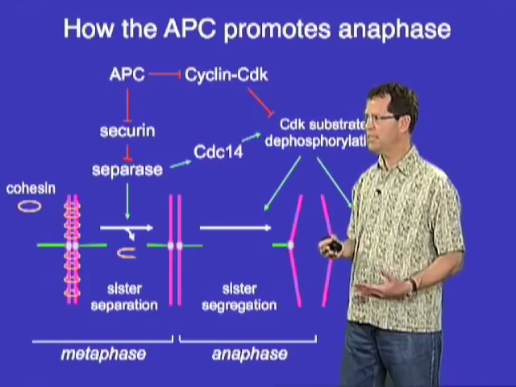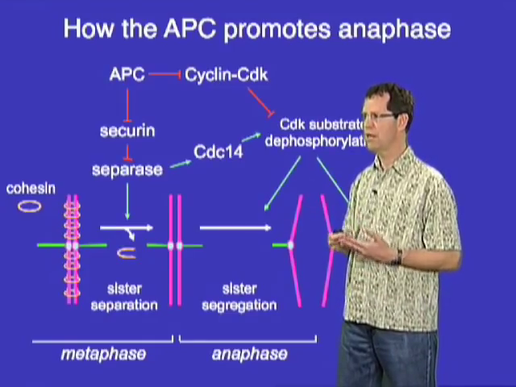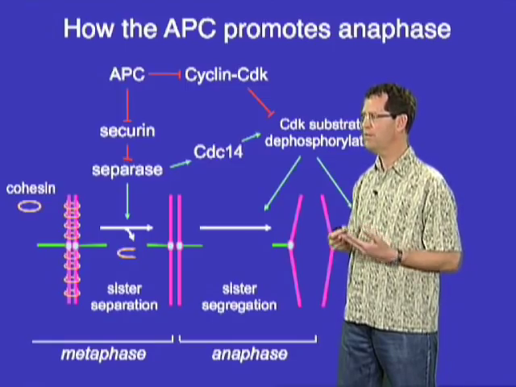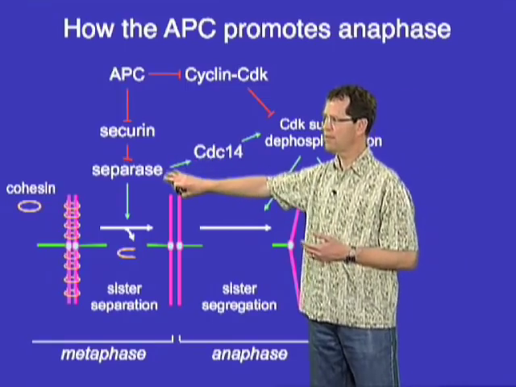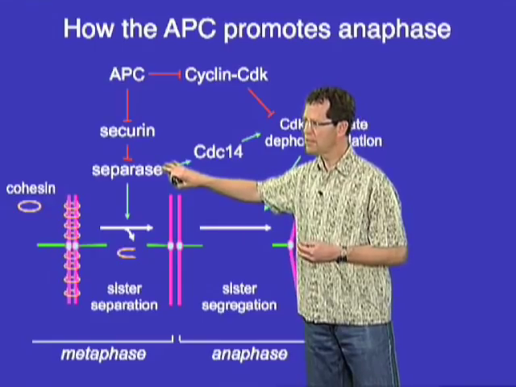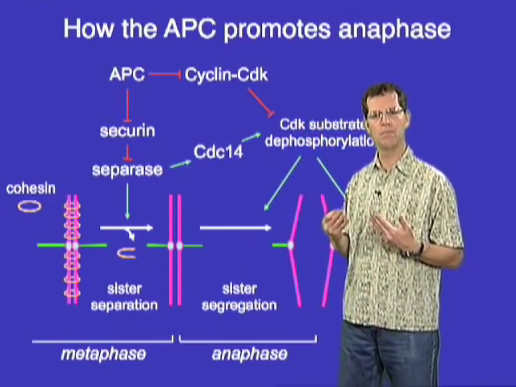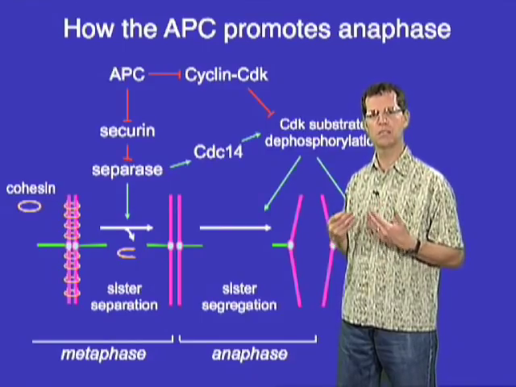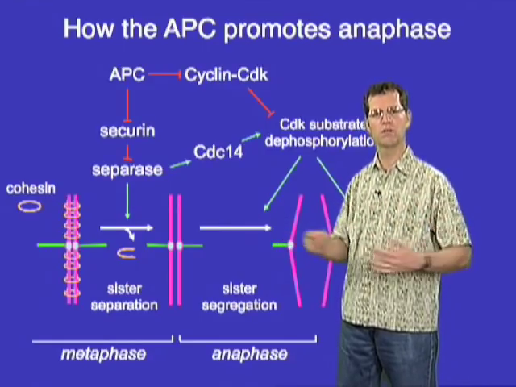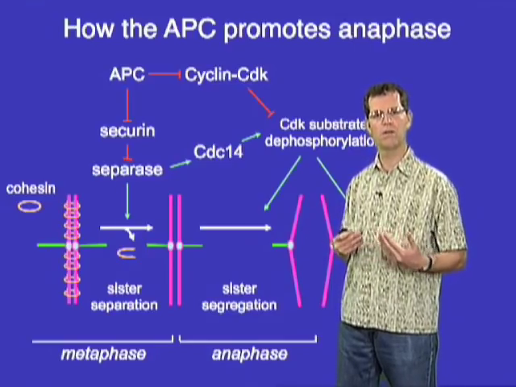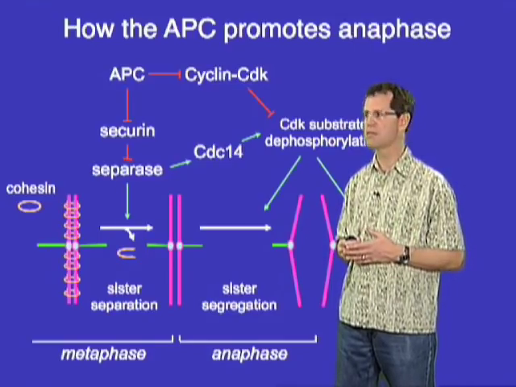But the question for today is, what is it about this regulatory system that drives synchronous separation of all the sister chromatids at the same time? Now, an obvious possibility is that separase activation has to assume certain characteristics that allow separase to be activated in large amounts very suddenly, so that it can spread very quickly through the cell to all the sister chromatids and basically cleave the cohesin more or less simultaneously on all those sister chromatid pairs.